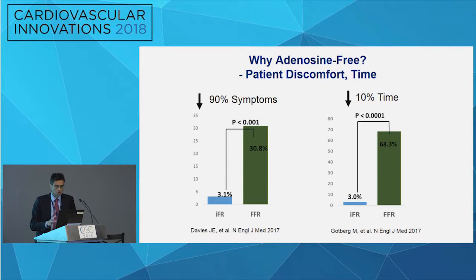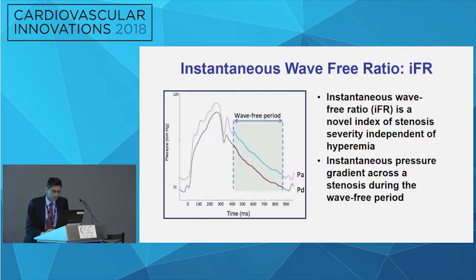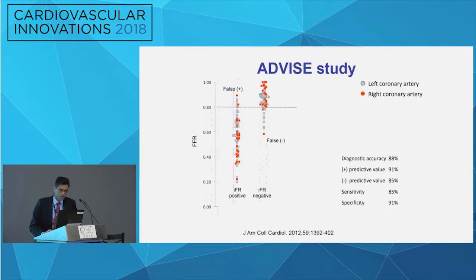So adenosine is good, but it's not completely risk-free. It's low risk, but not completely risk-free. So obviously, if you can do it faster, with less risk, and cheaper, because adenosine has a cost, that's a good thing as well. And you can see the cost is significantly less without adenosine. And you've heard about the wave-free ratio and the benefits of diastole. You also heard that there's a fairly good correlation, about 80%, between the iFR and the invasive FFR.